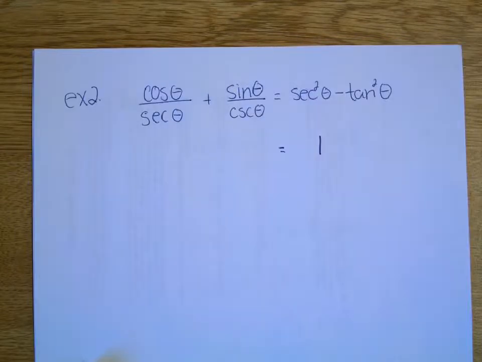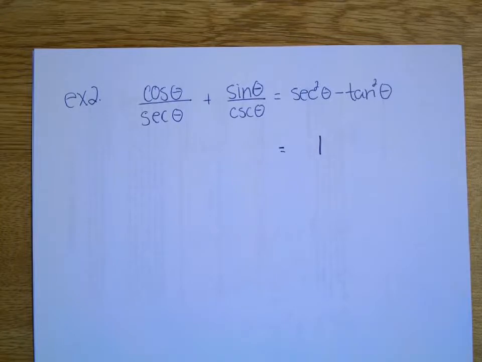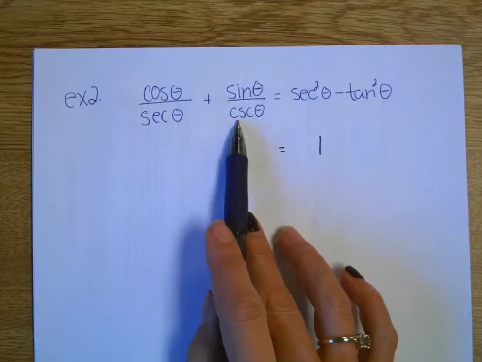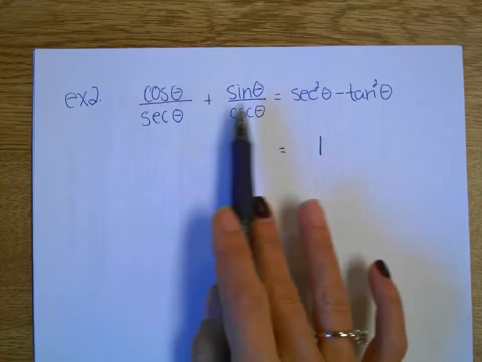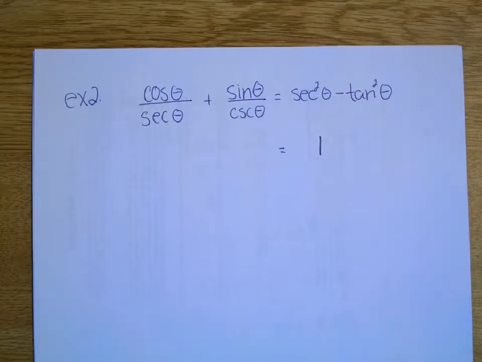You're good? Okay. So, this one here, you've got options. Remember the two roads we can go down? I could get a common denominator, or I could switch these out to sines and cosines and then get a common denominator after. I'm not really sure which road is going to be the quickest, to be honest.